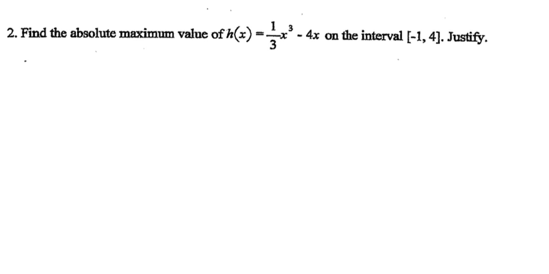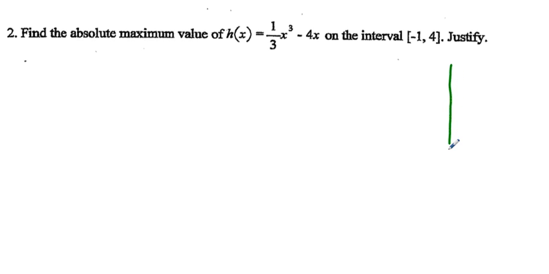Next, problem 2. Find the absolute maximum value of h of x equals 1/3 x cubed minus 4x on the interval -1 to 4, and justify. Well, we have to perform what we call a candidates test, and to do that, our candidates are always going to be our endpoints.